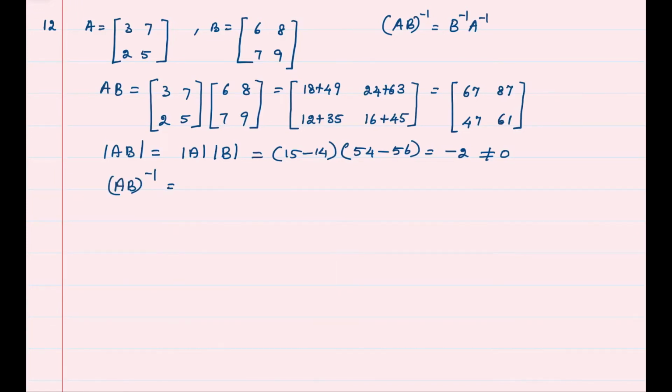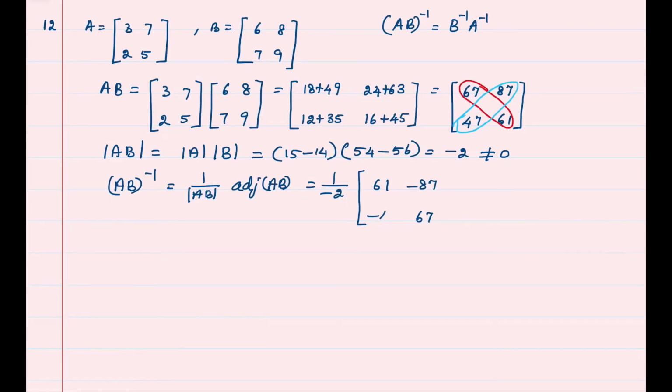AB the whole inverse is 1 by determinant of AB into adjoint of AB. 1 by minus 2 times. We interchange the main diagonal elements and change the sign of the other elements. Minus 87 minus 47. Now we will find the right hand side.